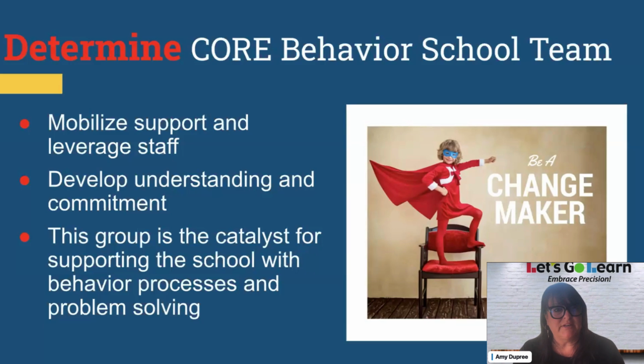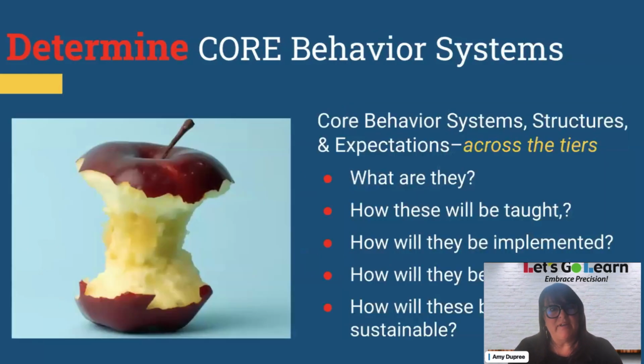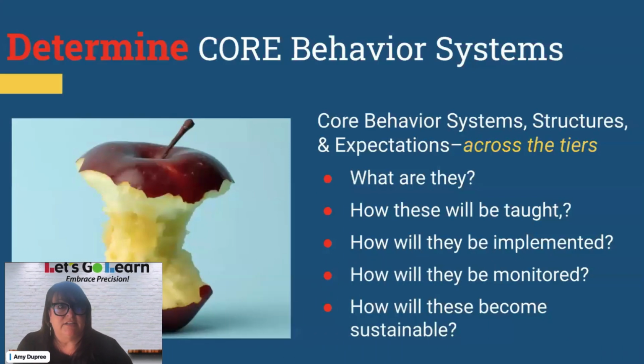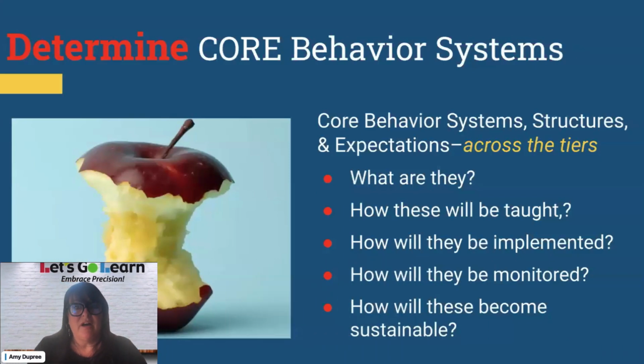Maybe you have a person in your building who's a new teacher that you want to support with growing some of their leadership skills, but they have a talent for behavior or a knack with students with autism. So it's important to know who you have in your building when you're thinking about determining a core behavior school team. After you have a school team considered, then you want to start having conversations with that team about what your school behavior systems need to be.